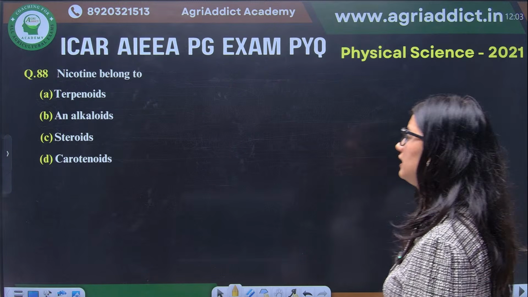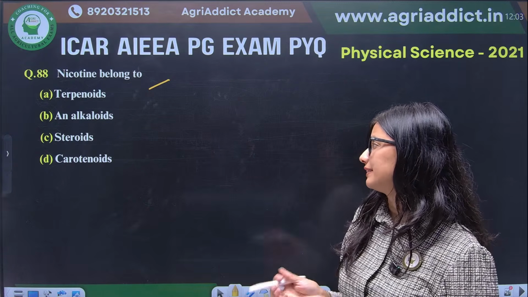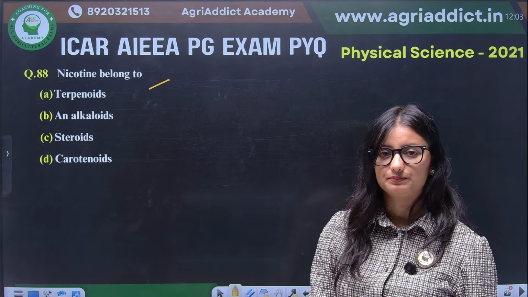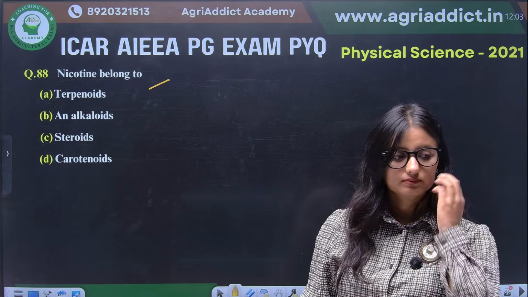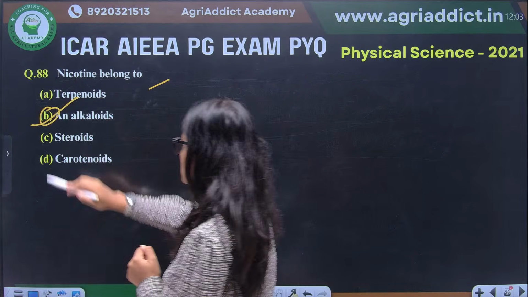Next is nicotine belongs to what? What is nicotine? Is it terpenoid, an alkaloid, steroid or carotenoid? What is this nicotine? Very good. It is an alkaloid. Alkaloid is the correct answer.